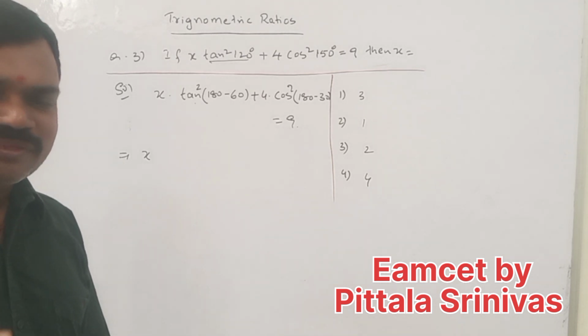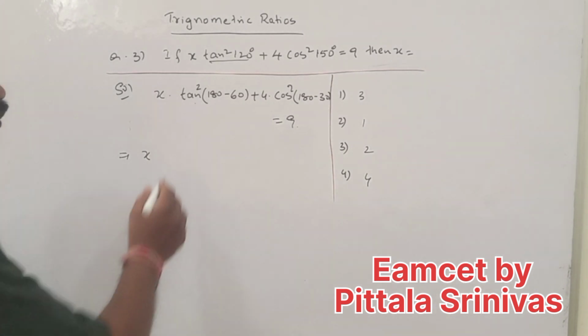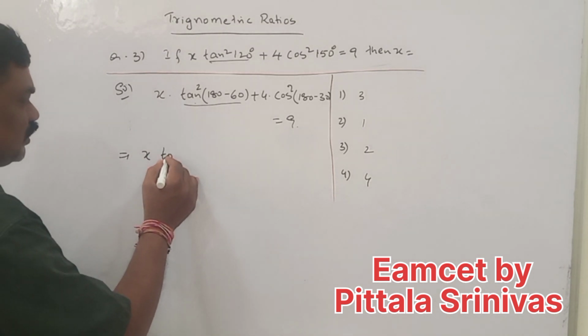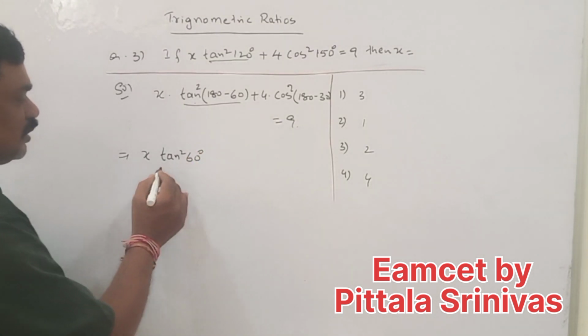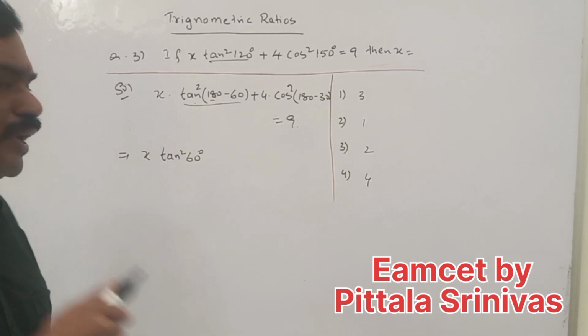Why? Because it is the second quadrant. In the second quadrant tan is minus, but whole square is there, so it is positive. Minus whole square is positive. So this is tan square 60 degrees. Here this is the supplementary angle, then tan becomes tan only.